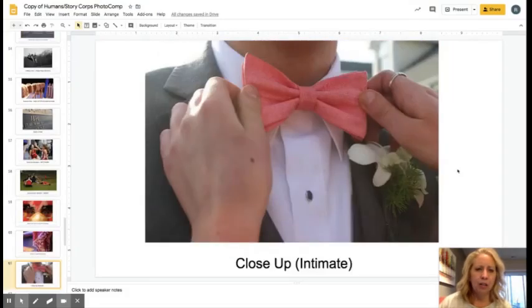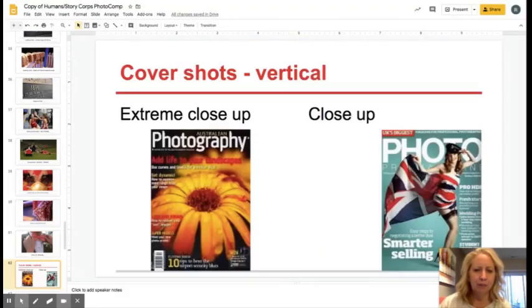Here's a great close-up intimate shot from prom. Again, we know it's prom without having to say anything or see any faces because the details that go along with prom are in the photo.